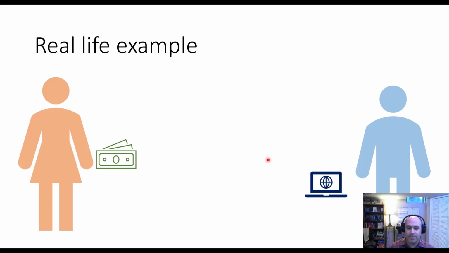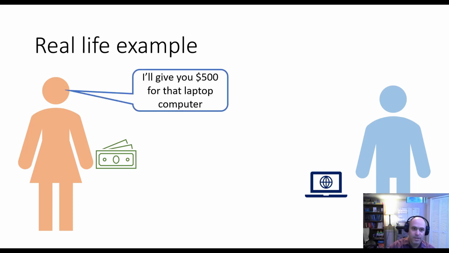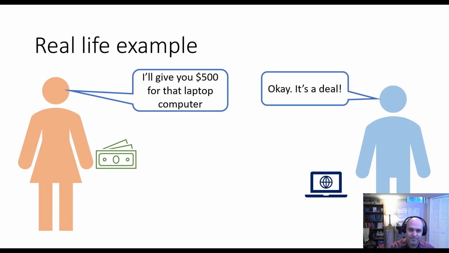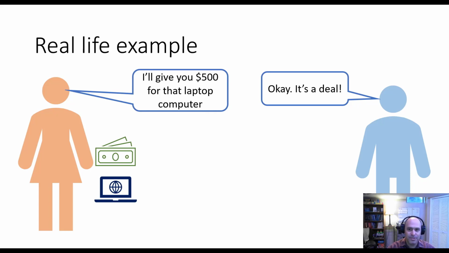So let's try to explain this through a real life example where you have one person on the left here that has money and then another person on the right that has a laptop for sale. This is not a database transaction, but it does give you a good idea as to how database transactions might work, because this involves two operations: one person giving another person money and then another person getting a laptop in exchange for said money. So, hey, I'll give you $500 for that laptop computer. Okay, it's a deal. So the money, the laptop might go over to the person.